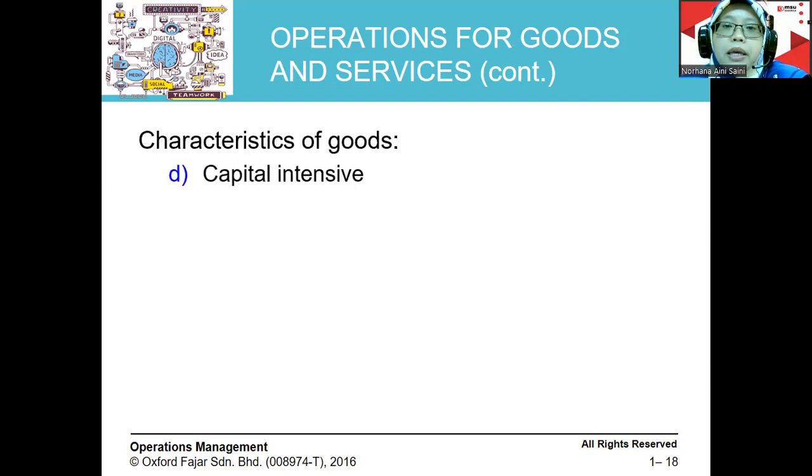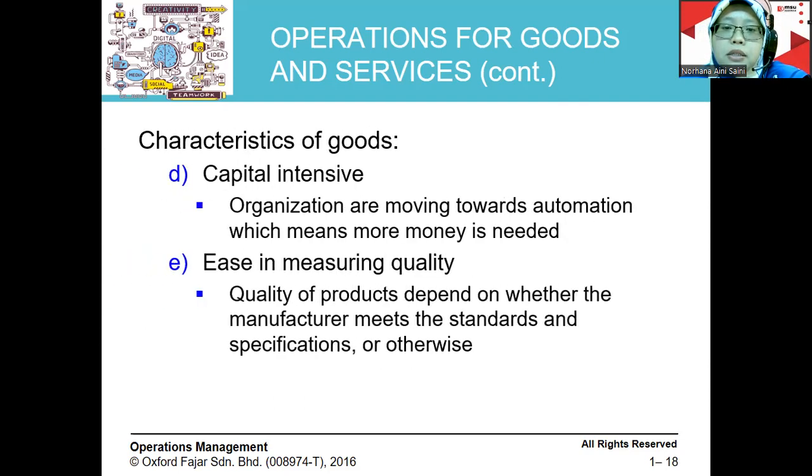And then the next one is capital intensive. For capital intensive, it means that organizations are moving toward automation, which means money is needed. If let's say you are using new technology, definitely you will invest a lot of money. If you want to use a new machine, for example, new equipment, definitely you will have to invest more money. So that's why the capital is intensive compared to the service lah.